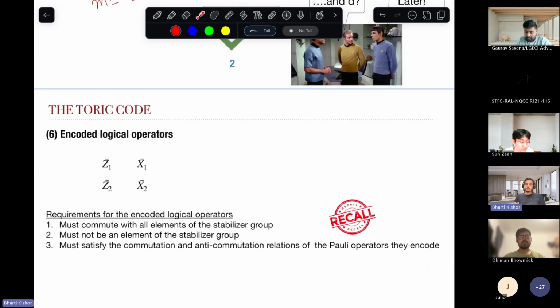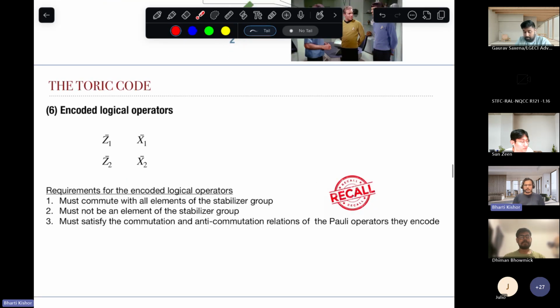So because we have two logical qubits, we need to find, on the first qubit, the Z logical operator and the X, and then on the second qubit, Z and X. And if you recall, what are the requirements for the encoded logical operator?